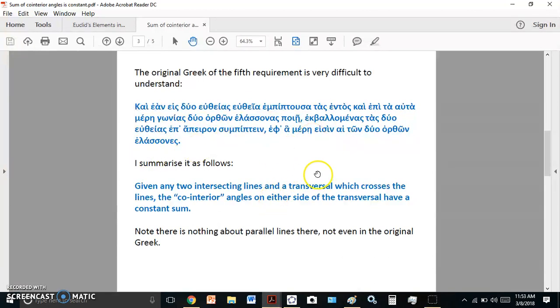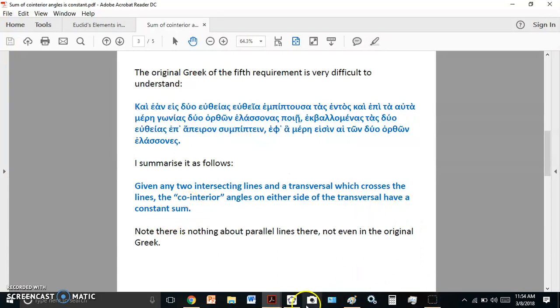So the only thing it can mean is what I'm about to tell you right now, because I do understand these 5 requirements better than any other human in history, better than Sir Thomas Heath, better than any other Greek who's ever lived. Except for the Greeks who wrote it, of course. I mean, Euclid understood these things, and I am the only Greek after Euclid who understands the 5 requirements. And I'm telling you that the correct definition of the fifth requirement is this: given any 2 intersecting lines and a transversal which crosses the lines, the cointerior angles on either side of the transversal have a constant sum.